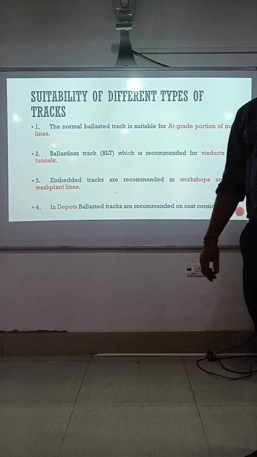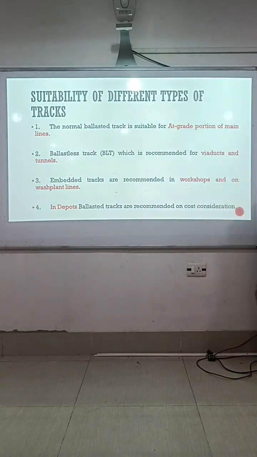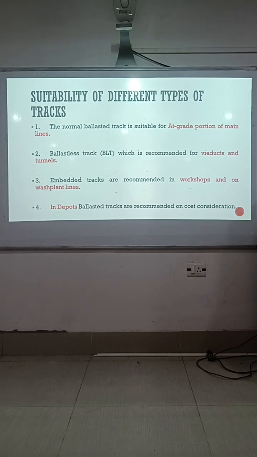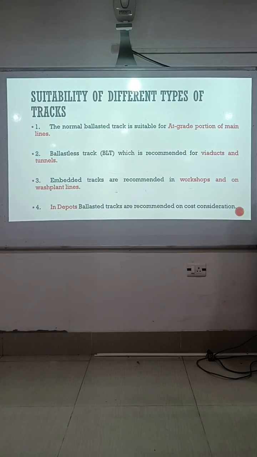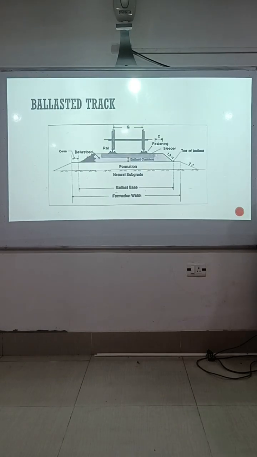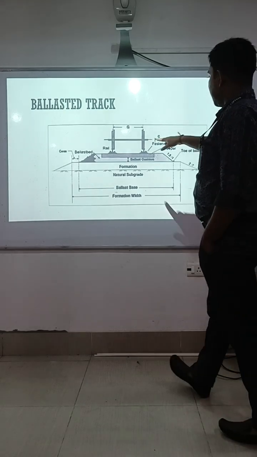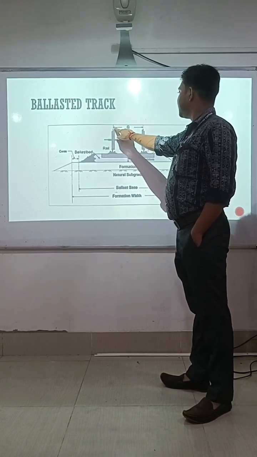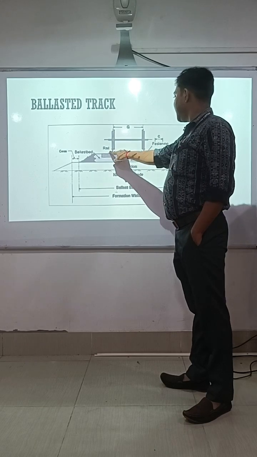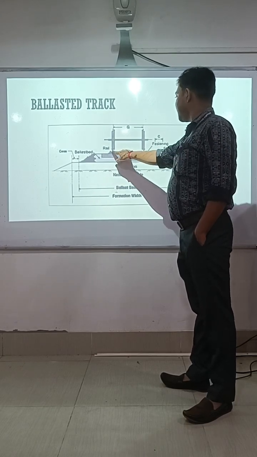Now, the last part of this section is the characteristics or the diagram of the ballasted kind of track. Let's see. So this is the ballasted track with different parts level. Here you can see this is the wheel of the metro rail. This is the gap between the wheels. These are the rails.